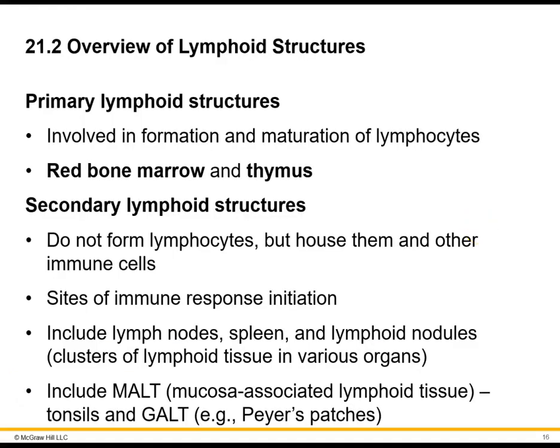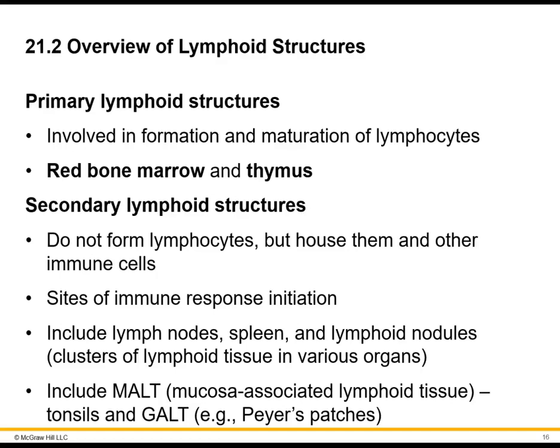All right, now let's talk a little bit about lymphoid structures. So you have primary lymphoid structures and secondary lymphoid structures. Primary lymphoid structures are going to be involved in the formation and maturation of lymphocytes. And your primary lymphoid structures are going to be the red bone marrow and the thymus.